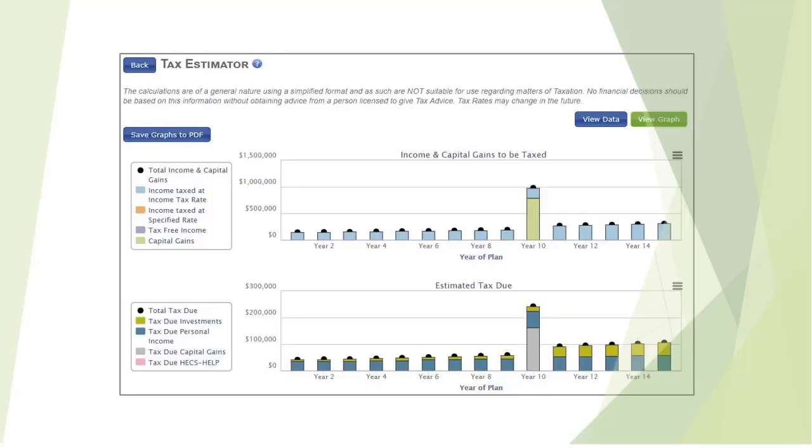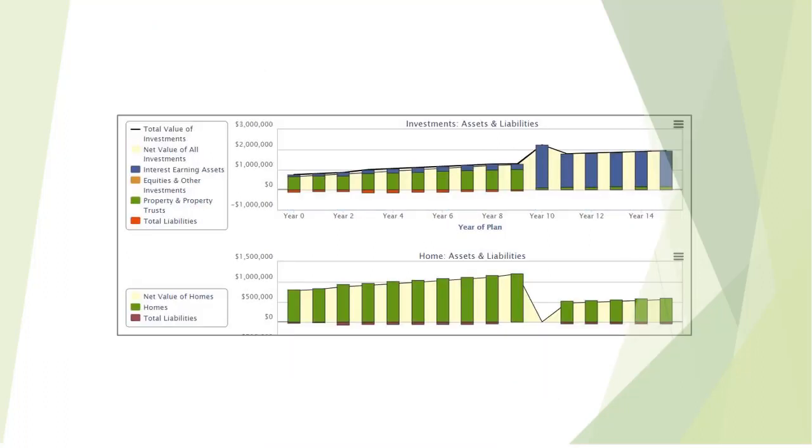This is a graph view of the tax estimator. Note the year 10. On the Chevron report, plan outcomes can be accessed. The plan consists of a transaction account, property trust, investment properties and homes.